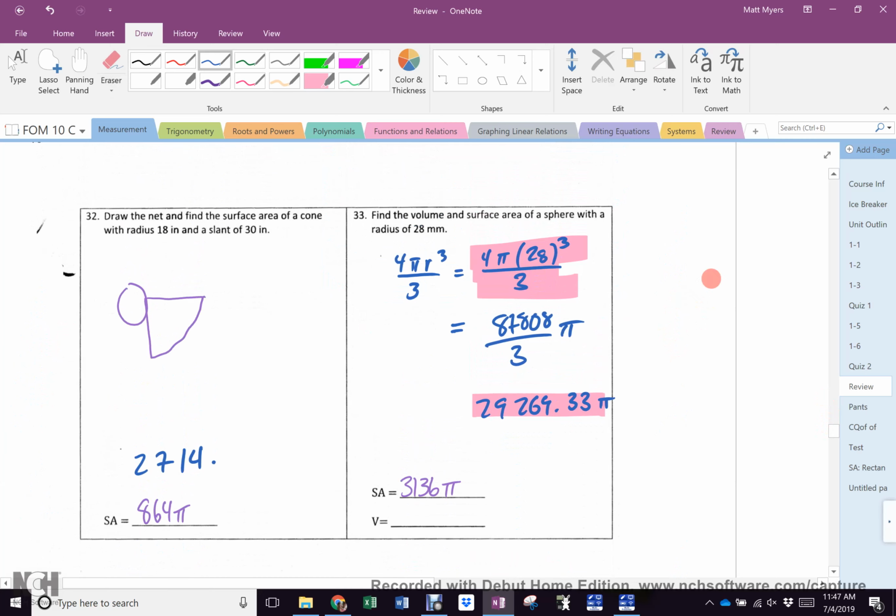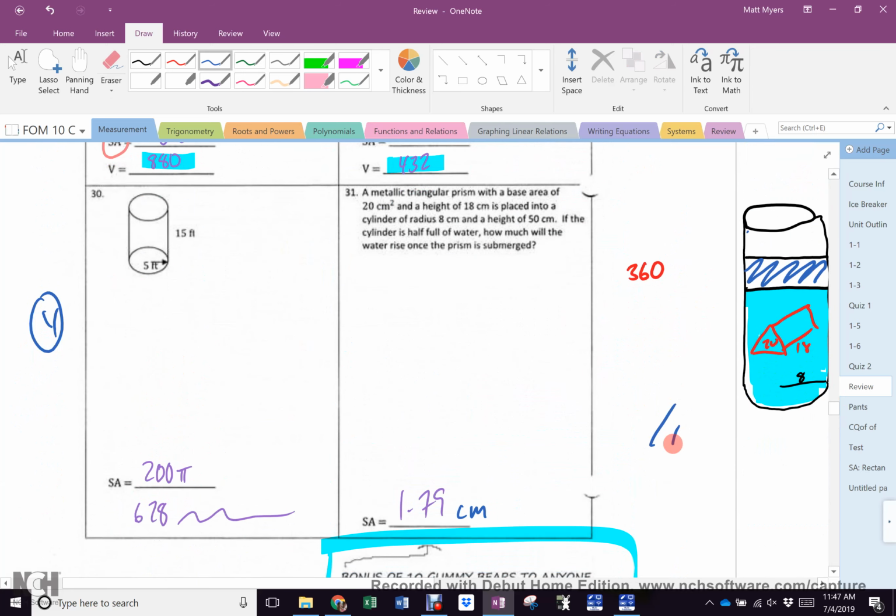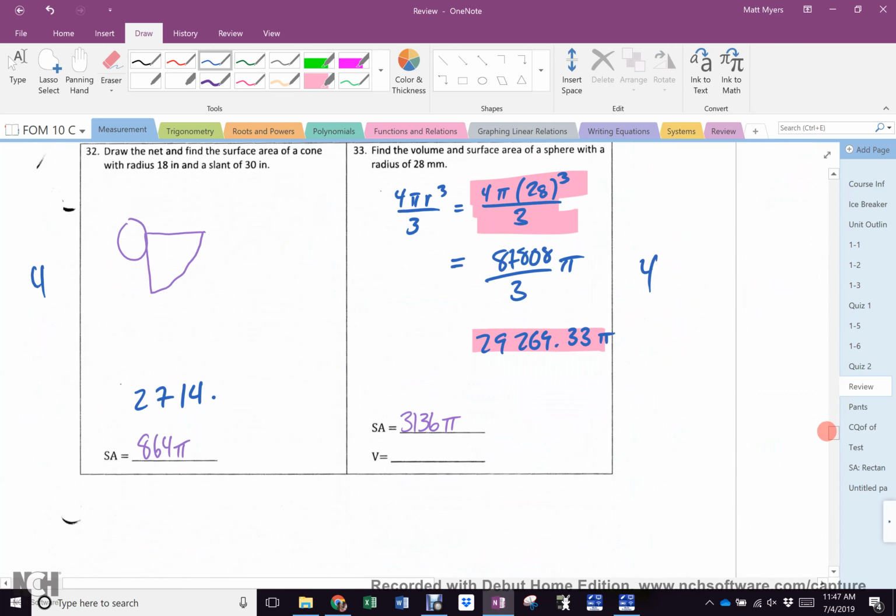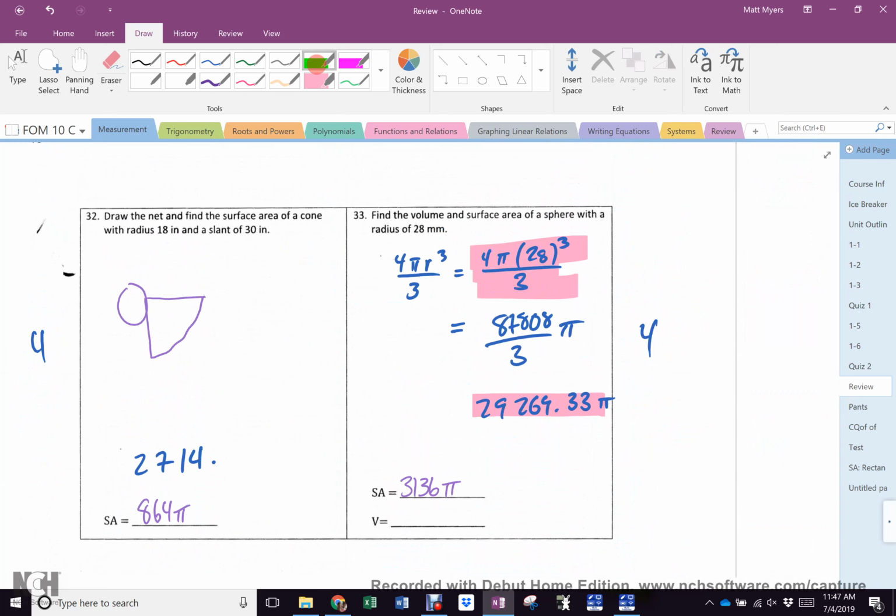32 and 33 are out of 4 each. Oh, sorry. That page was out of 12. I will accept 864 pi or 2,714, whatever the decimals are. I will accept 3,136 pi or whatever the decimal is. It'll be somewhere around 11,000. And volume, 29,000 pi, which will be somewhere around 91,000 if you have the decimal. But I'll accept the pi or the decimal.